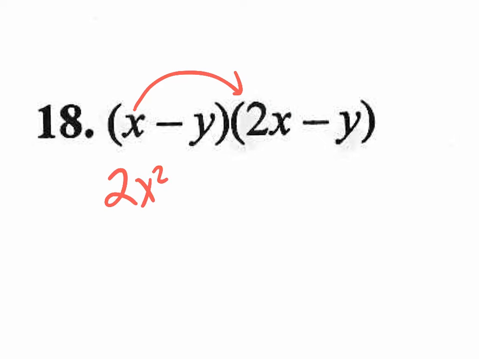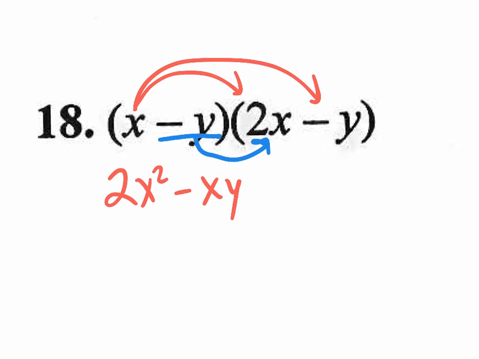2x squared. And then x times negative y, what do I get? Negative xy. That's right. And now let's distribute the entire negative y times 2x. Negative 2xy. You put them in alphabetical order, right? And then how about negative y times negative y? That is positive y squared.